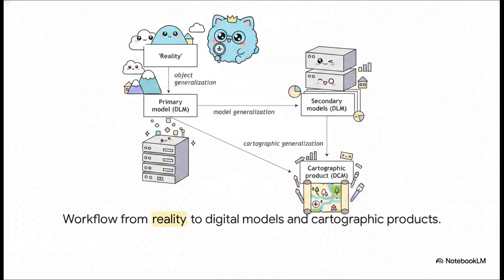It's really like a pipeline moving from physical reality to a digital product. We start with messy reality. Through object generalization, we capture a structured digital landscape, which is our primary model. From there, the path splits. We can either apply model generalization to spin out secondary compressed data models for heavy analytical GIS work, or we push that data through cartographic generalization to create the final, beautifully visualized cartographic product for the human user.